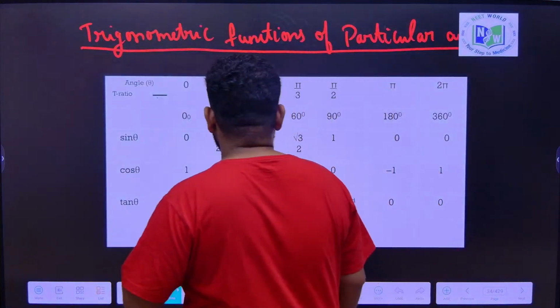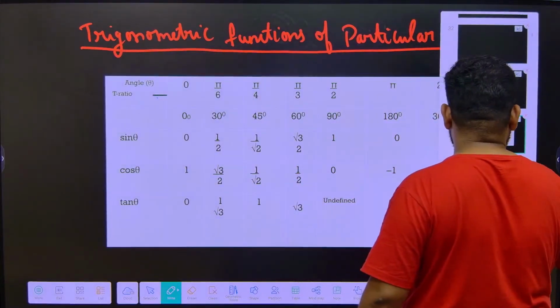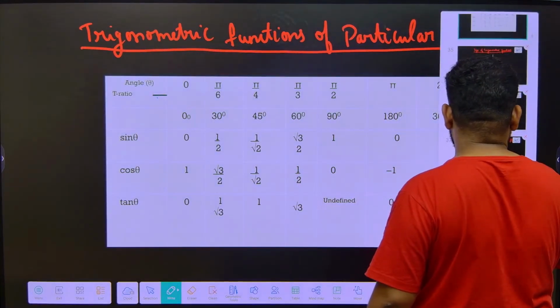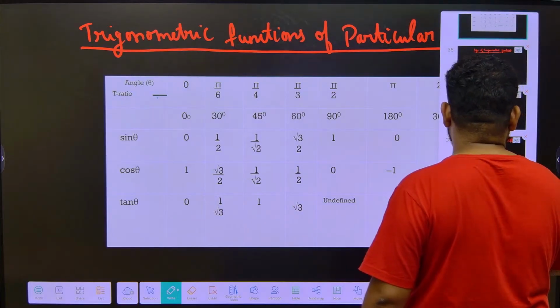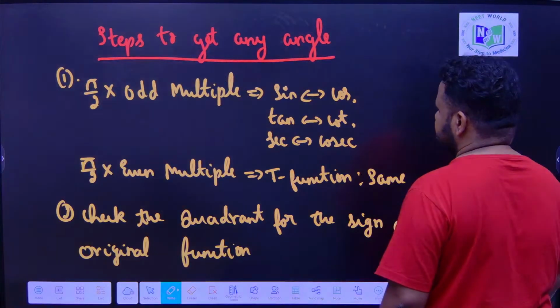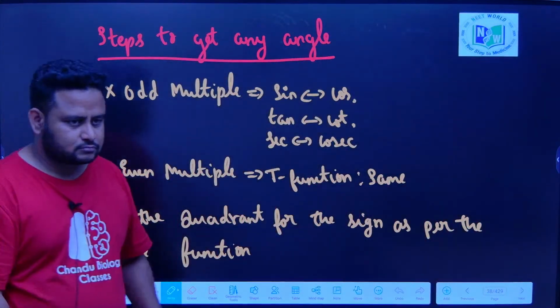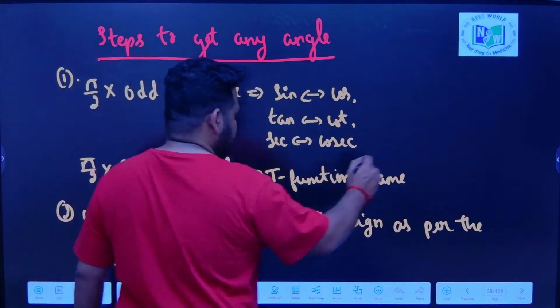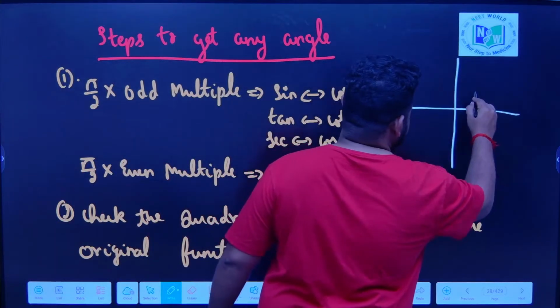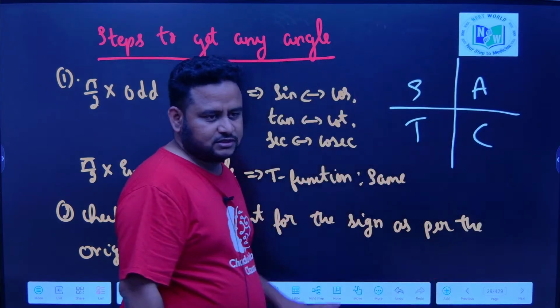Okay, this we already studied. Negativity also I told you, how cos is negative, all these things. Now understand one thing, I told you there is the ASTC rule, correct? Add sugar to coffee, this is what I told.